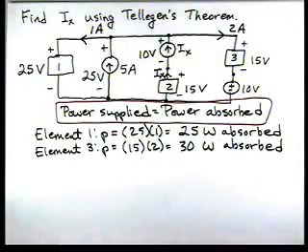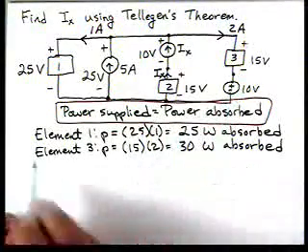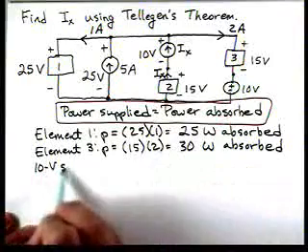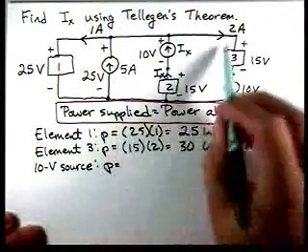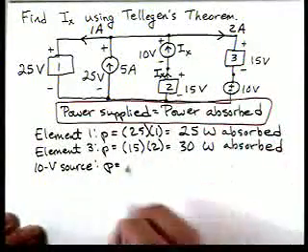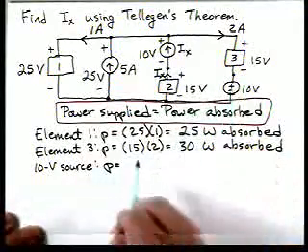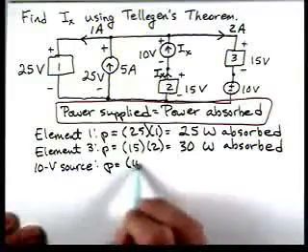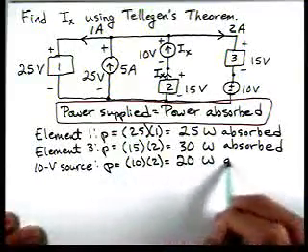Now let's look at the 10-volt source. This 2 amps is going to continue to flow. It's going to enter the plus here and leave the minus on that source. So again, this satisfies the passive sign convention. So we have 10 times 2, or 20 watts absorbed.